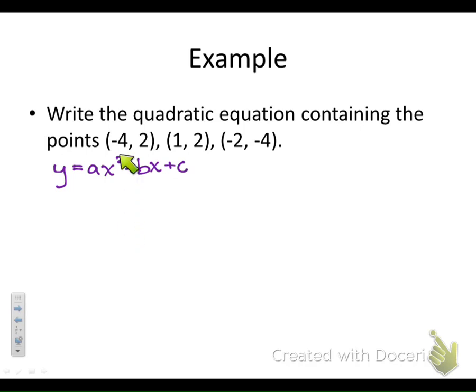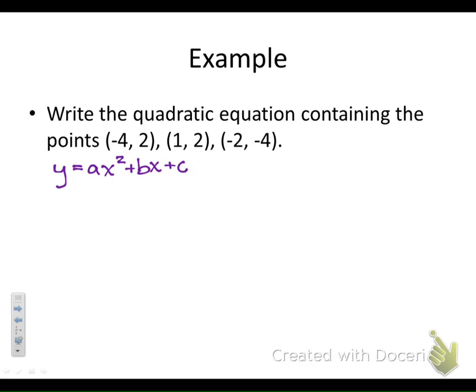We're going to use every single one of these points and plug them in. We're going to get 3 equations, and then we're going to use substitution and elimination to figure out the A coefficient, the B coefficient, and the constant. So here's what I mean.